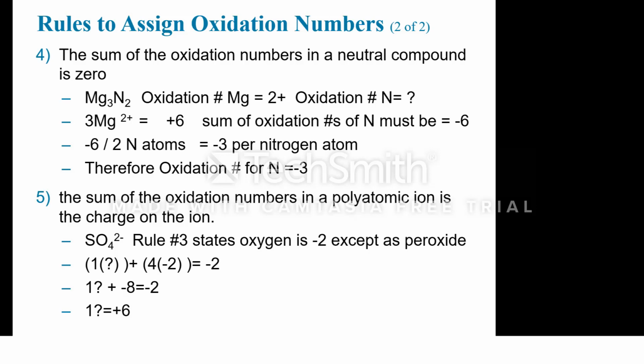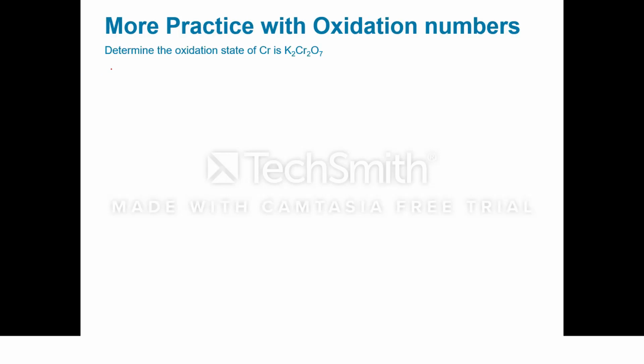And the sum of the oxidation numbers of oxygen is -8. So +6 minus 8 equals -2. And the sum of the oxidation numbers adds up to the charge on the ion. So in the next slide, I'm going to go over how we use oxidation numbers in redox reactions. Let's go through an example problem.